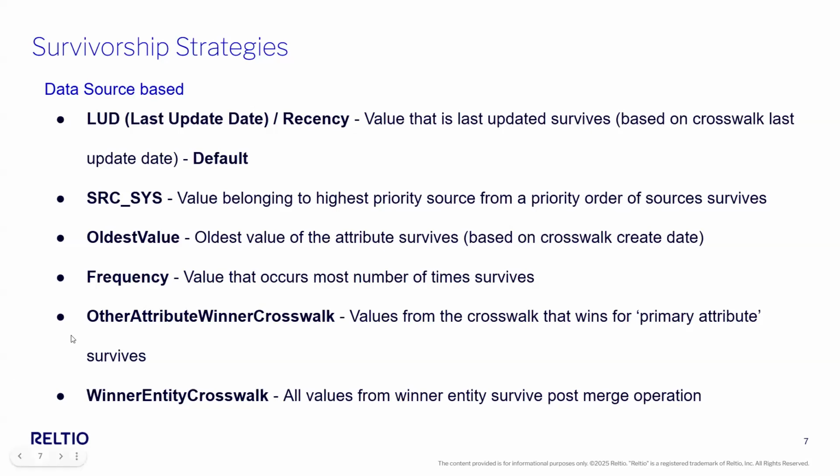In this scenario, we can use the other attribute winner crosswalk. For this strategy, you have to define a primary attribute. This primary attribute could be status in this scenario, and the data coming from the same crosswalk which provides the status winner will be used for the other attributes also, phone and country code. Finally, we have the winner entity crosswalk. When multiple profiles merge and we get a winner profile, this survivorship strategy makes all the values from the winner the winning values, or the operational values.